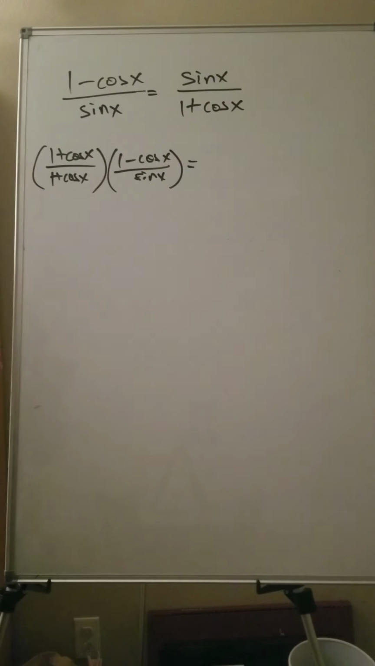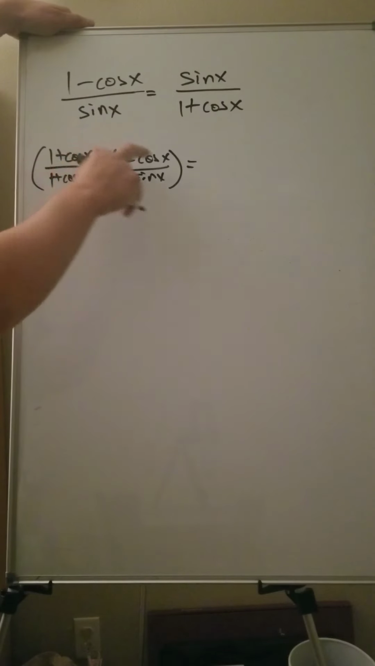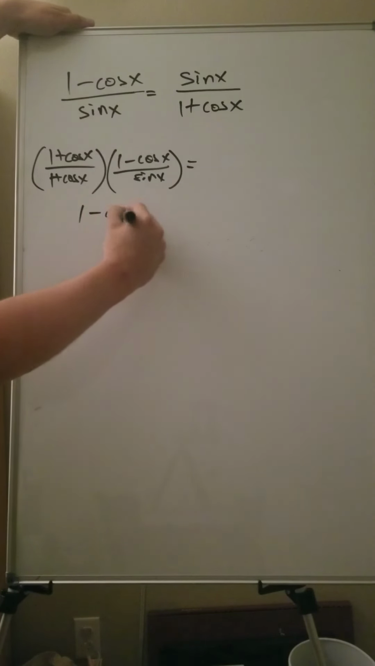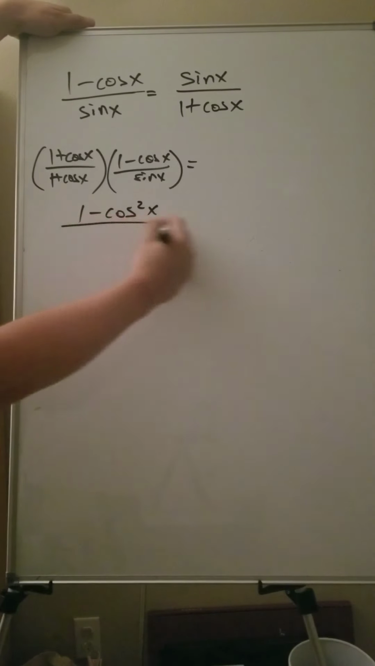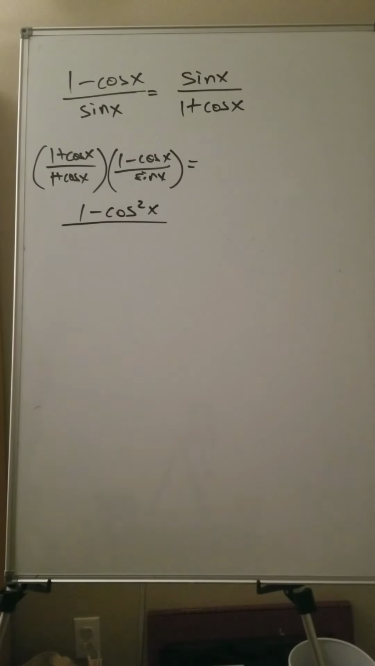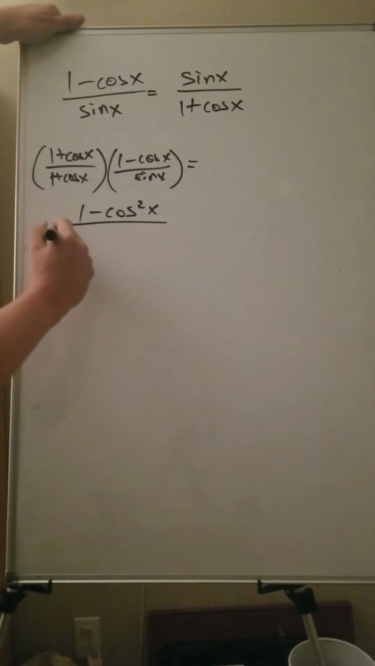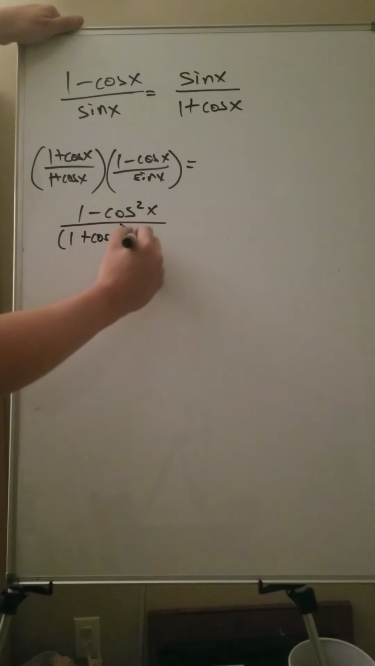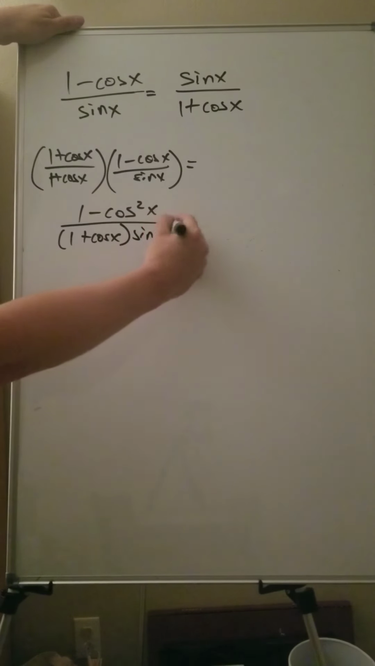So on top, if I multiply this out, 1 plus cosine x times 1 minus cosine x is in fact the difference of two squares: 1 minus cosine squared x. In the denominator, well, I have 1 plus cosine x times sine x, and like I've told you on previous problems, it's not a good idea to multiply that out. It's a better idea just to leave it factored. So I'm going to leave this as 1 plus cosine of x times the sine of x.